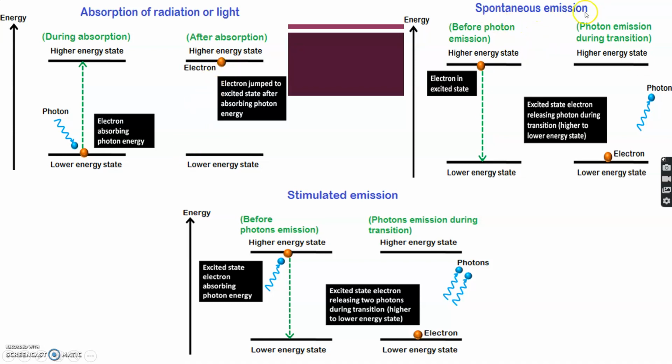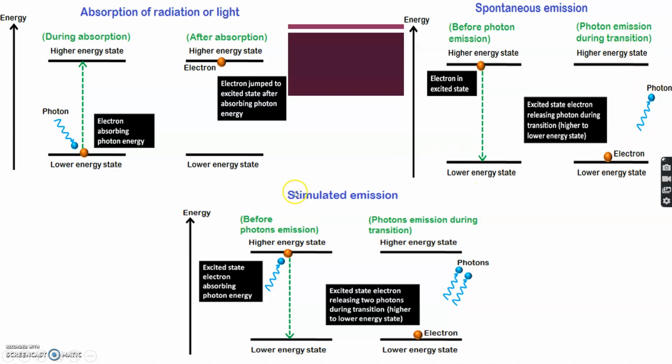In spontaneous emission, we see that the electron is in the higher energy state, that is, the excited state, before photon emission. During photon emission, the excited state electron releases a photon during its transition from the higher energy state to the lower energy state. So a photon is released.